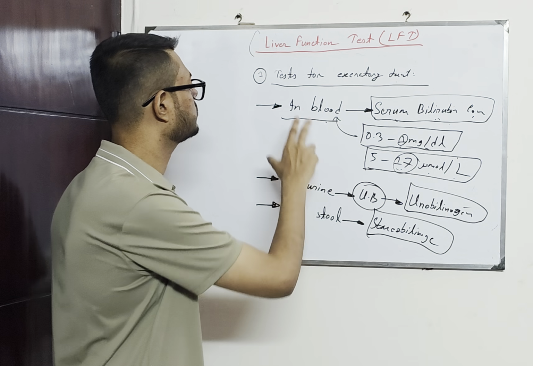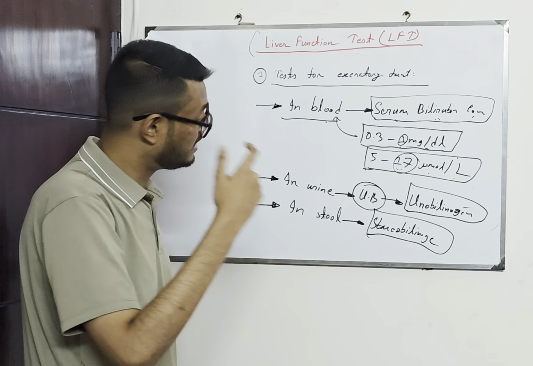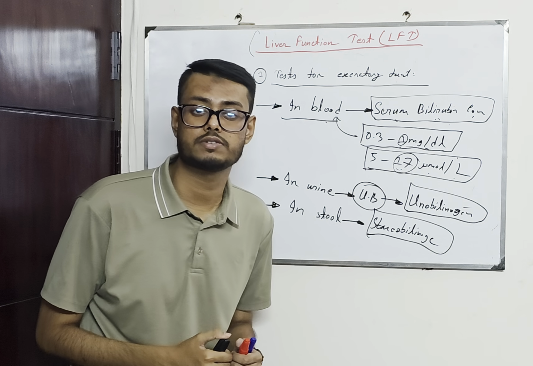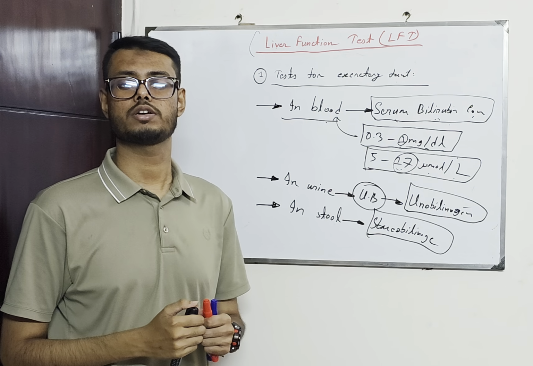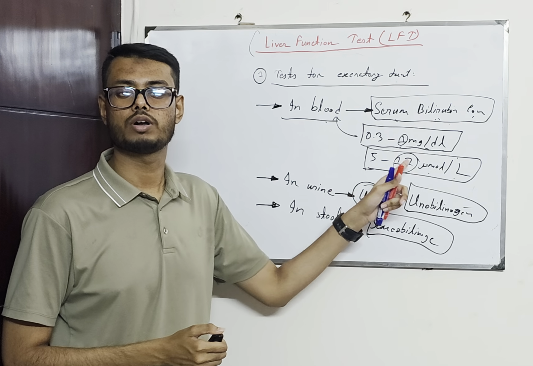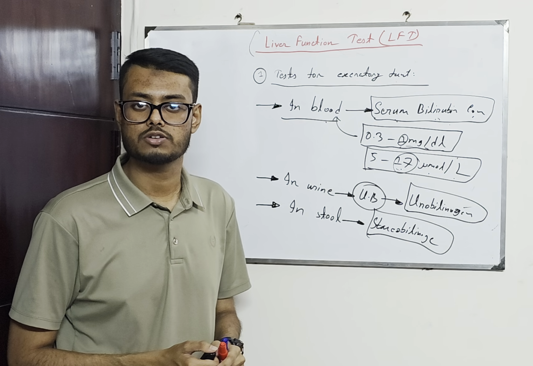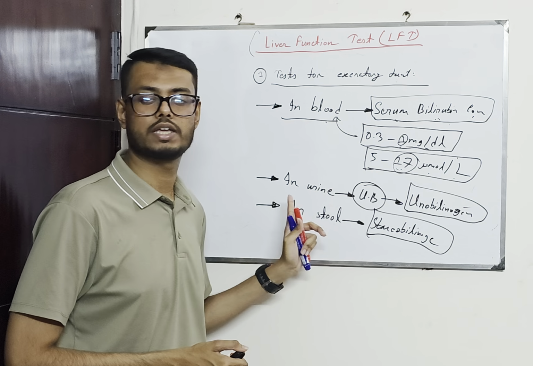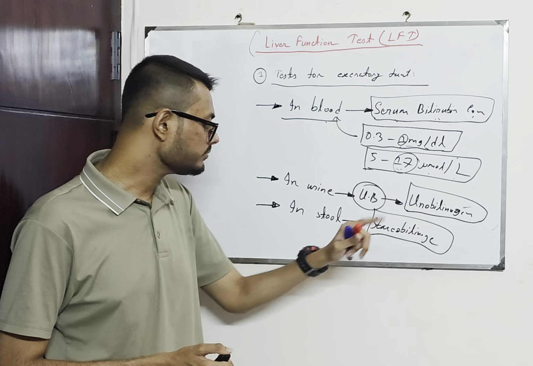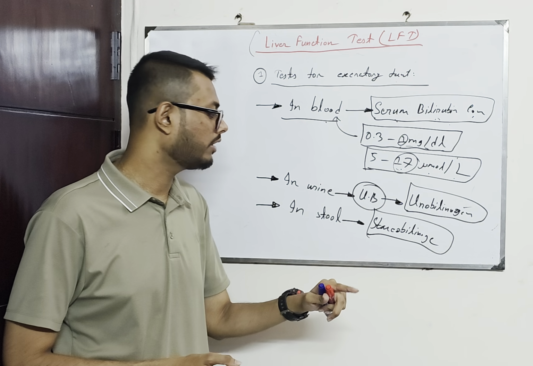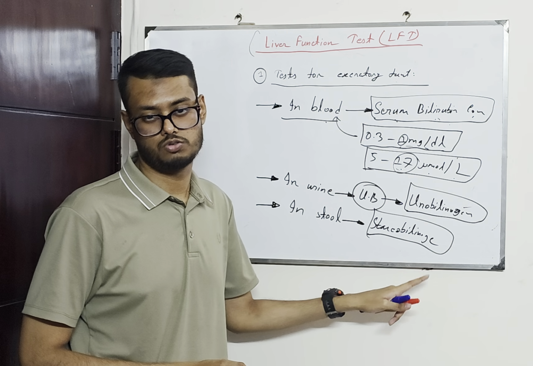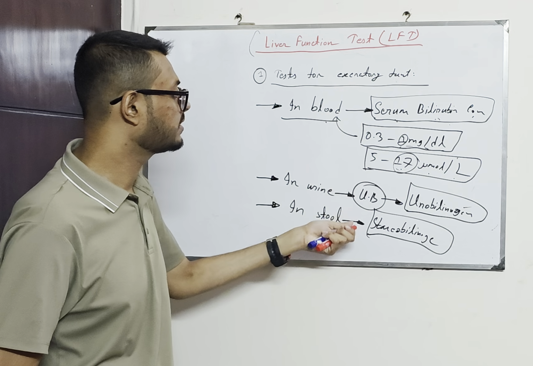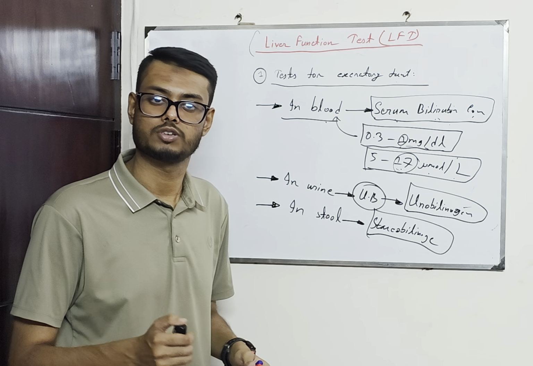So in the test for excretory function, we see in the blood the serum bilirubin concentration. The normal value is 0.3 to 1 milligram per deciliter. In international units, that is 5 to 17 micromole per liter. In urine, we can find the urobilinogen, and in stool, the stercobilinogen. When we talk about jaundice, we will see the elevation or depression of these markers.